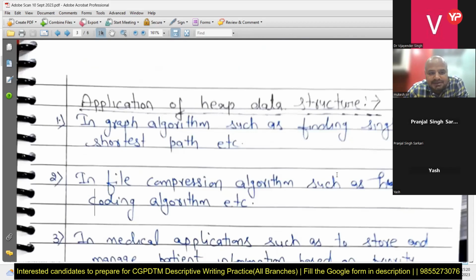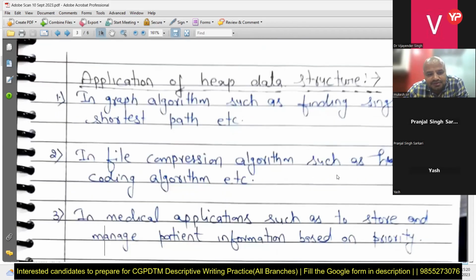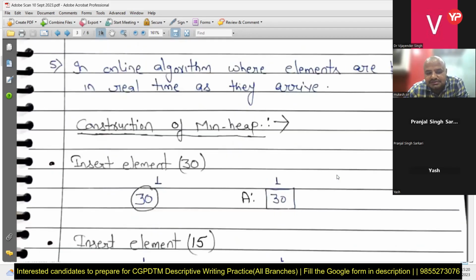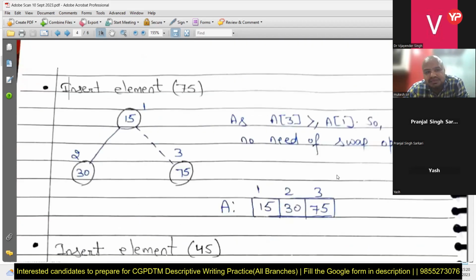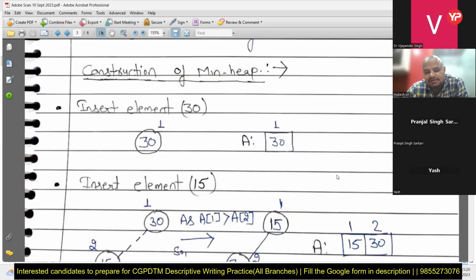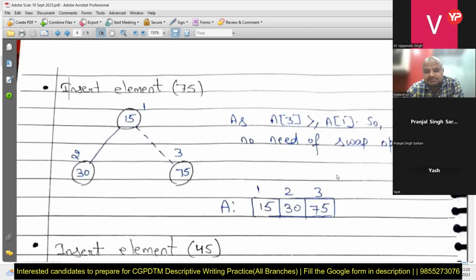Then I start with the applications, writing 5 applications. Then again start with a subpart, construction of min heap, insert element 30. I insert parallelly, I mention the array representation. Next, insert the next element. Then comparing A of 1 and A of 2, whether A of 1 is less or greater than A of 2, I mention whether swap is required or not required.